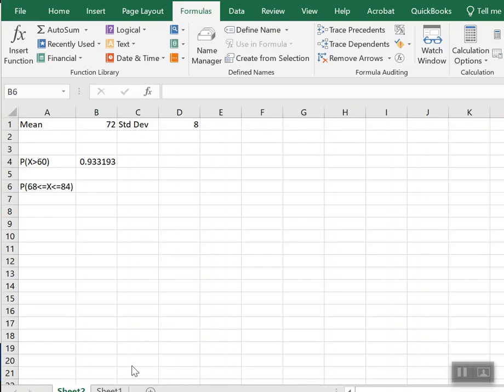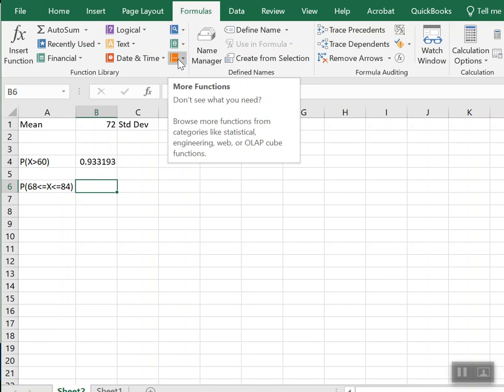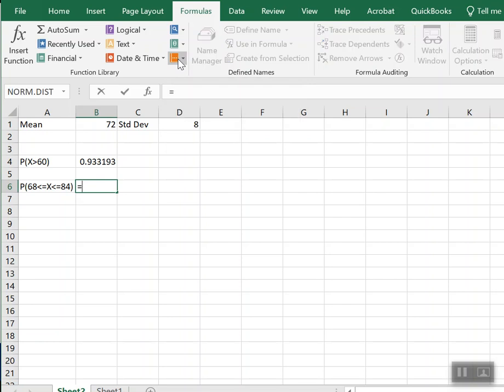So here I am back in my same Excel spreadsheet. Again, I can go up and enter the formula just like I did before, or I can just type it in. I'm just going to type it in this time. So I want to do the 84 first and then subtract from that the 68.